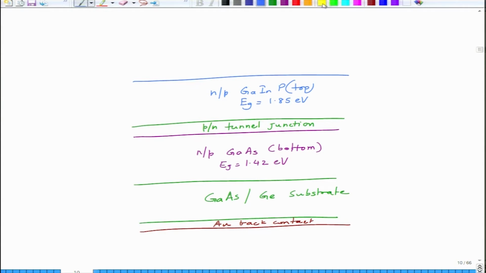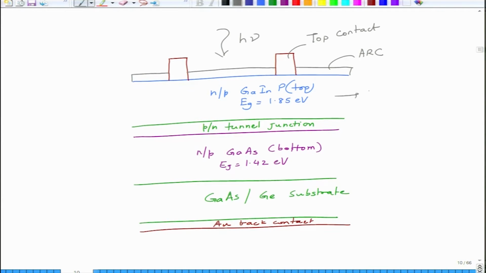So we have these top electrodes, and we also have these anti-reflection coatings. So we put ARC and this is the top contact. So basically when the light comes, this absorbs short lambda and this absorbs longer lambda. So this is just two band gaps. You can have multiple band gaps, and these solar cells give you efficiencies.